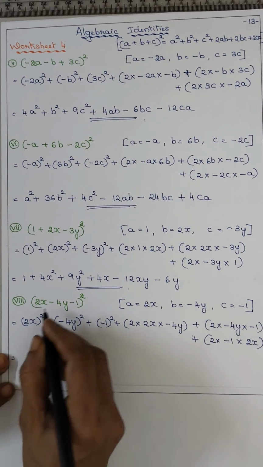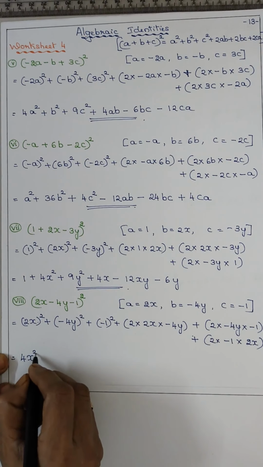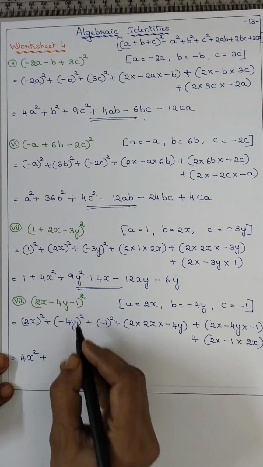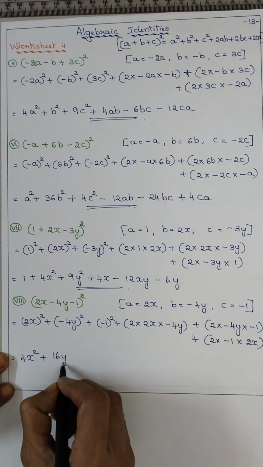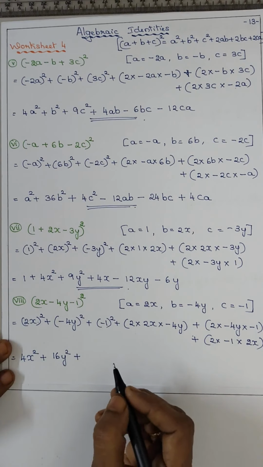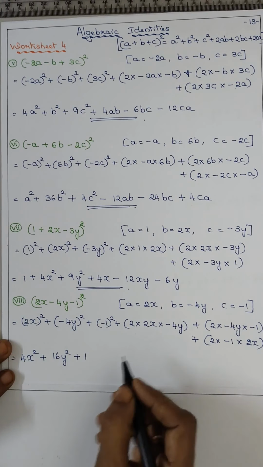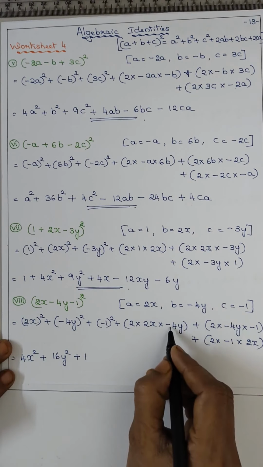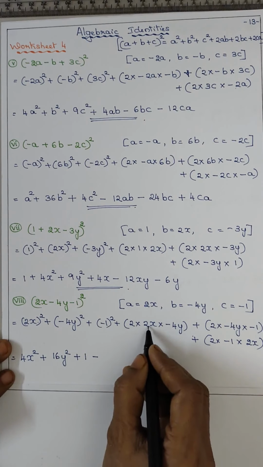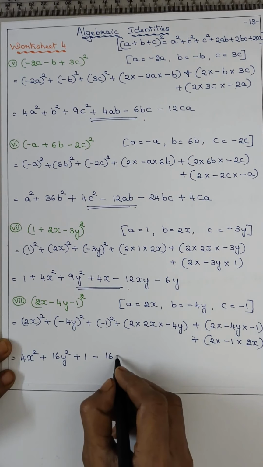Now 2 square is 4x square, square of negative is positive, 4 square 16y square, square of negative is positive, 1 square is 1. Now within the bracket 1 negative, so minus, 2 2s are 4, 4 4s are 16xy.